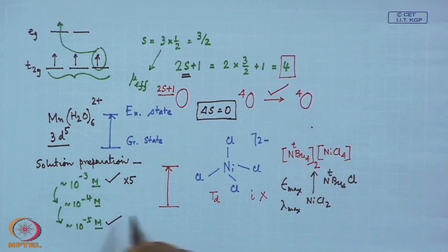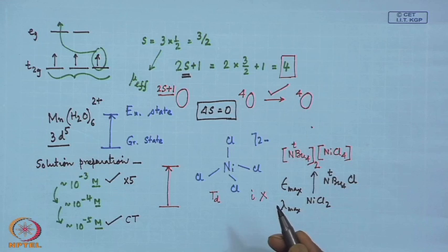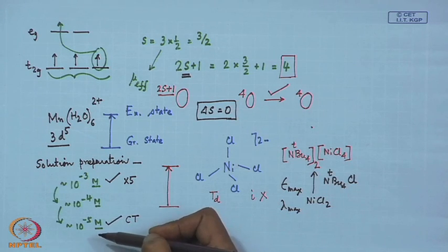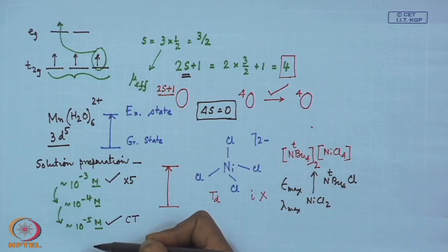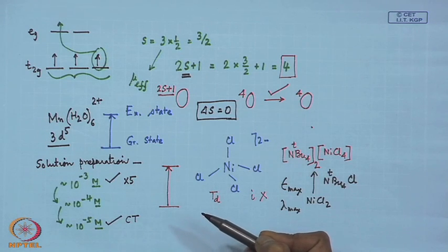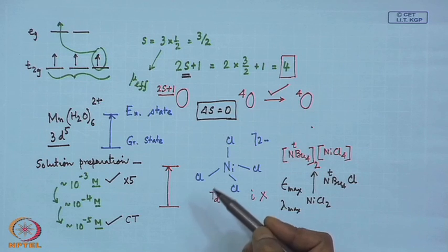And for these, since the epsilon values are very high, these concentrations are useful for charge transfer measurement. Similarly, low concentration detection is possible if we go down to 10 to the minus 6 or 10 to the minus 7 molar, where we go for emission spectroscopy, that means fluorescence and phosphorescence.